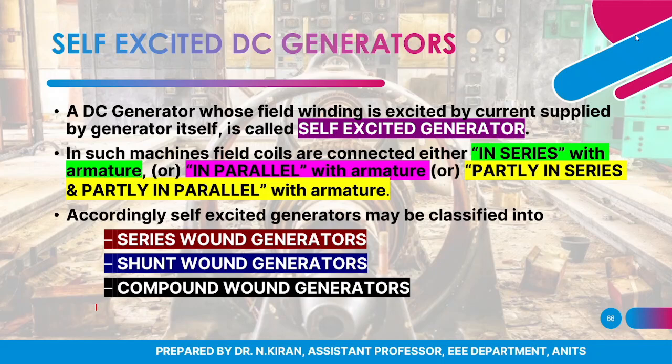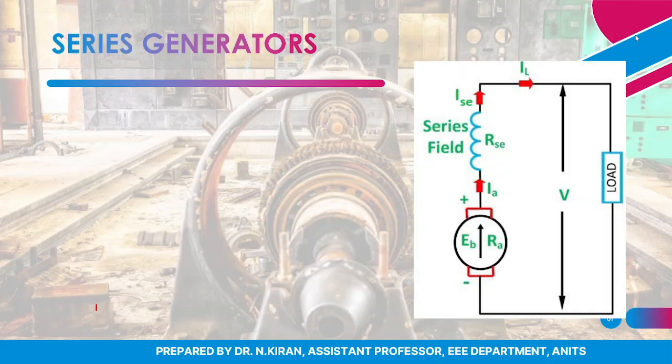If the field coils are connected in series with armature, it is called series generator. If the field coils are connected in parallel with armature, they are called shunt wound generator. If the field coils are partly connected in series and partly connected in parallel with armature, they are classified as compound wound generator. So first we'll see series generator.